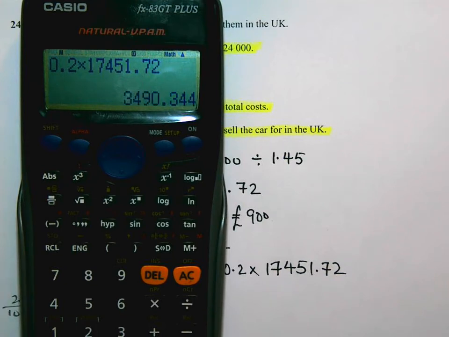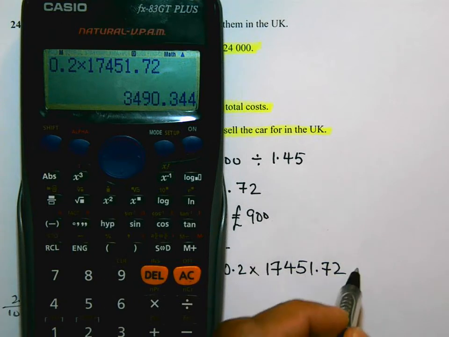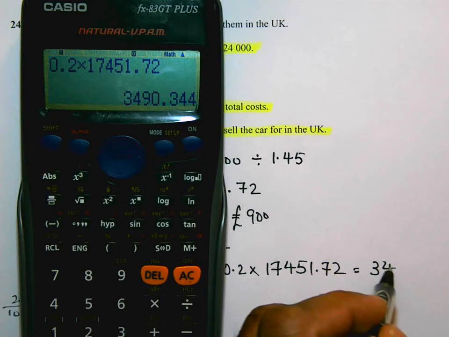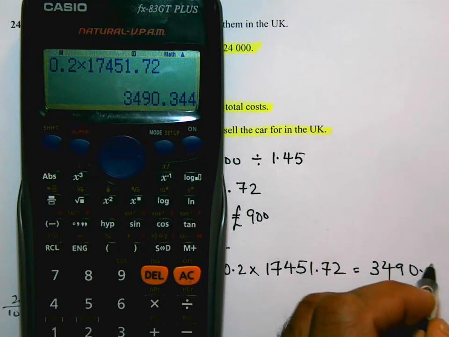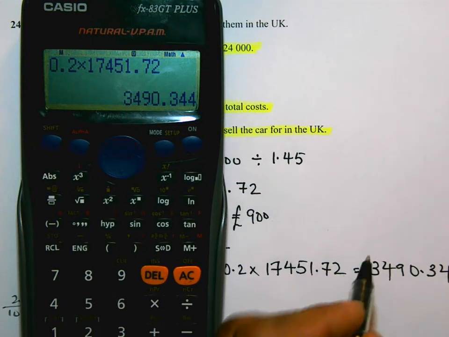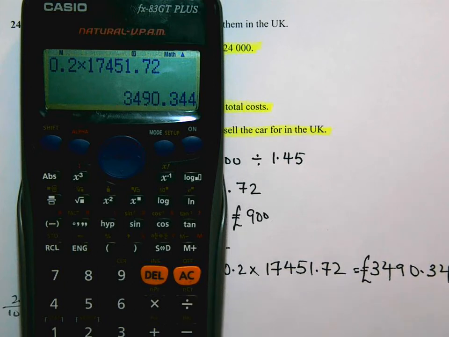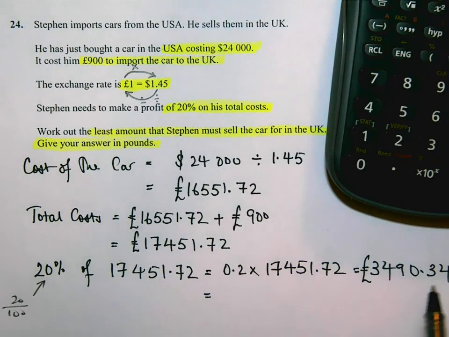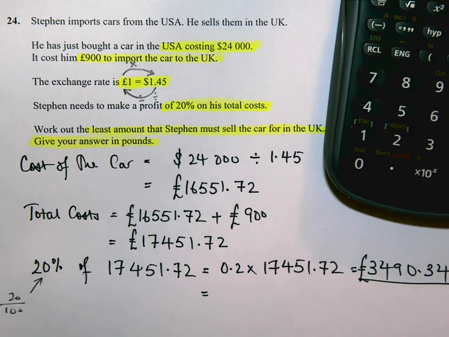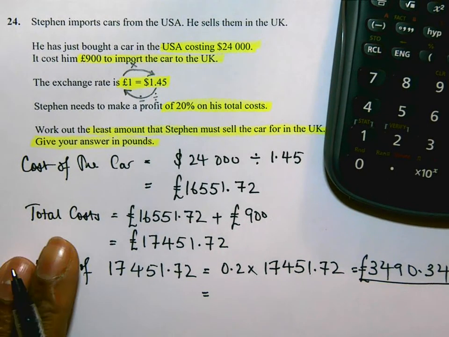Okay, so that means if he wants to make a 20% profit, he needs to sell the car for that much more. He needs to sell the car for £3,490.34 more than his total costs. So I need to add this amount onto his total cost. So he needs to sell the car for how much?